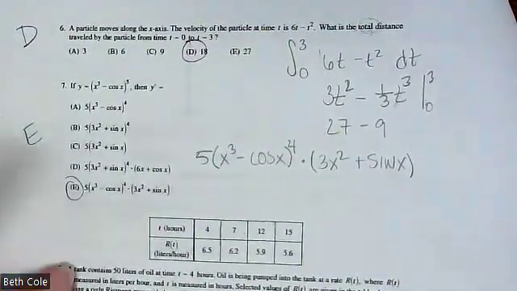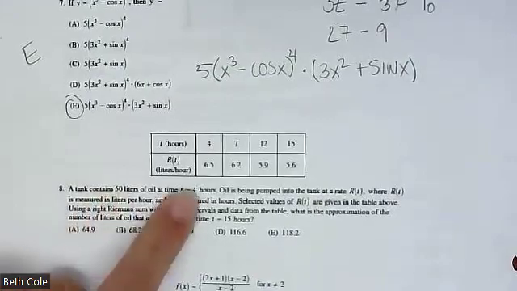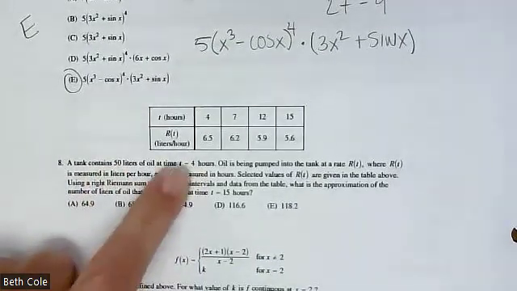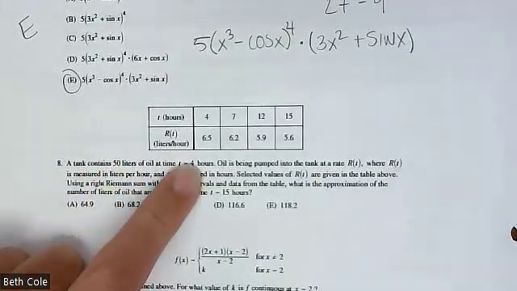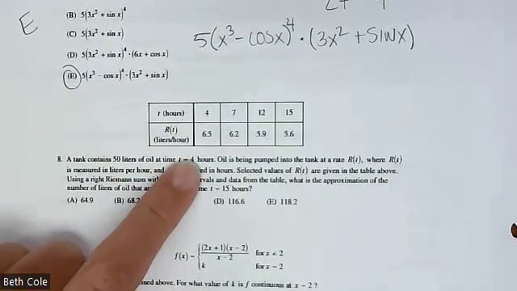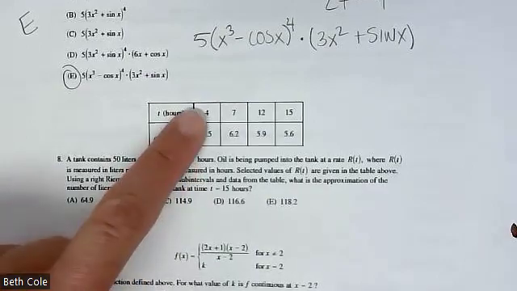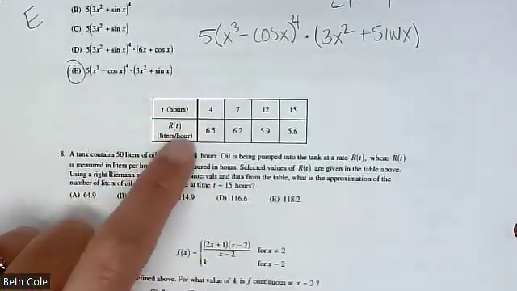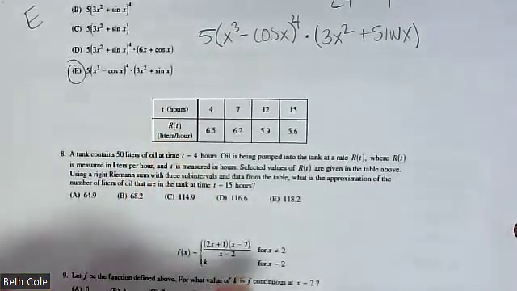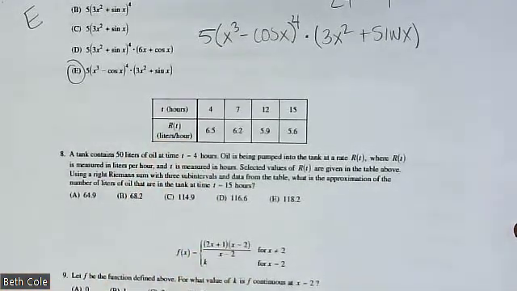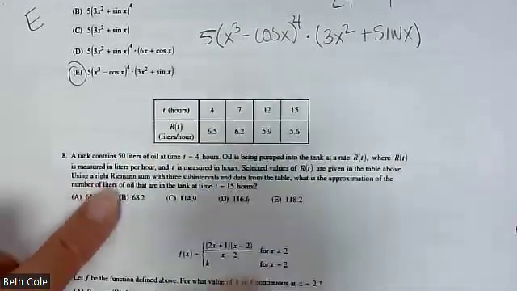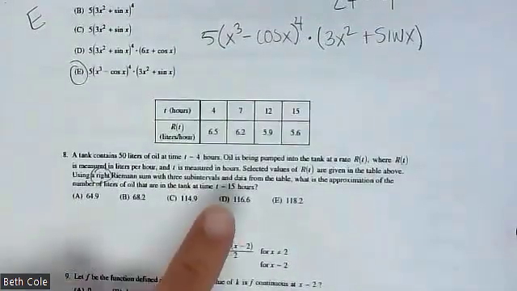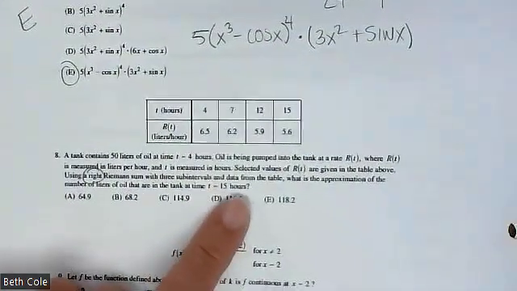Perfect. A tank contains 50 liters of oil at time 4 hours. That's your initial condition, but does time start at 0? No, starts at 4, which is actually good because look at the table. When do your times start? 4, okay? So 4 is like the beginning. R of t is the rate in liters per hour. That's a derivative. Selected values are given. We want, is this a sum? Usually tables like this are a sum. Yeah, a right Riemann sum to get the amount of oil in the tank at 15 hours.